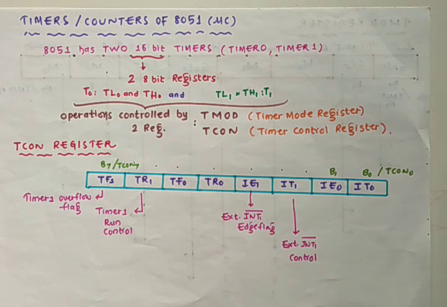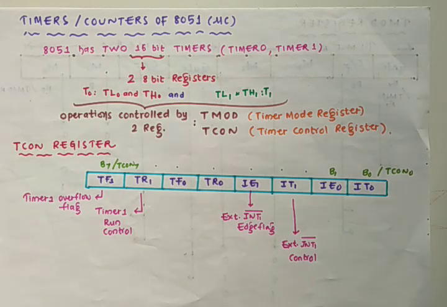We can see that we have two timers, timer 0 and timer 1, and both are 16-bit wide, made of two 8-bit registers. The operations or functions of timer 0 and timer 1 will be controlled by two 8-bit registers. One is TMOD, another one is TCON. TMOD stands for timer mode register and TCON stands for timer control register.